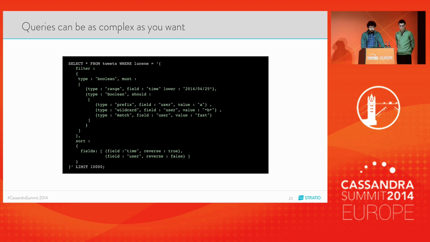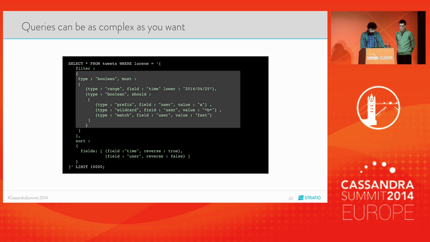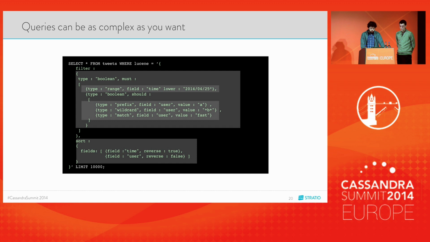Previous filtering and relevance methods can be combined in a query at the same time. Also, different query clauses can be combined inside Boolean predicates, and in the sample, we request the tweets inside a certain time range and starting with an A or containing a B or with the word fast. Those results should be returned sorted by ascending time and then by descending alphabetical order in username.